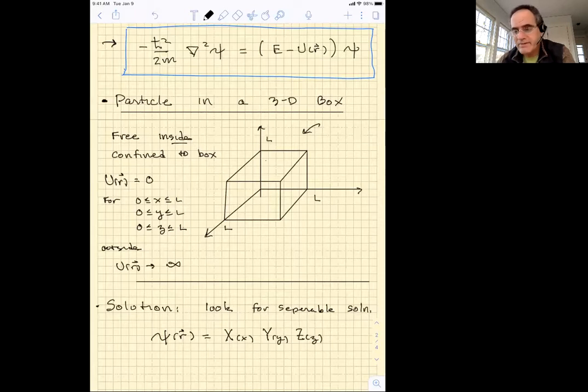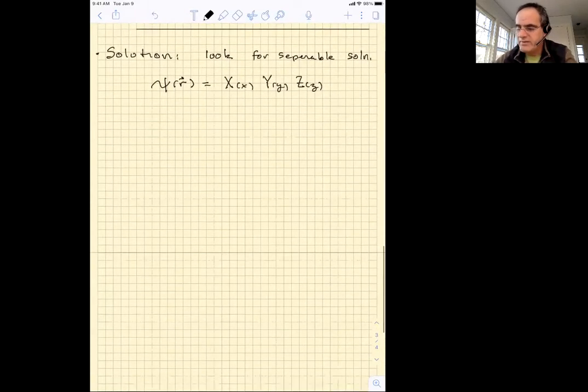And if we substitute this separable solution back into the Schrodinger equation, we'll see we can break it up into three ordinary differential equations. Let's go through that together right now, because it's interesting, even though we're mostly concerned with the answer, not so much with the process here. So the first step is to substitute this into Schrodinger's equation, and that gives us the following.